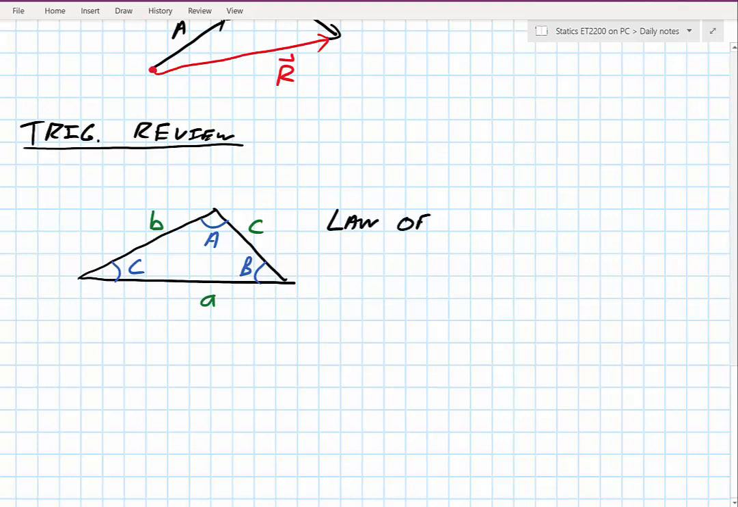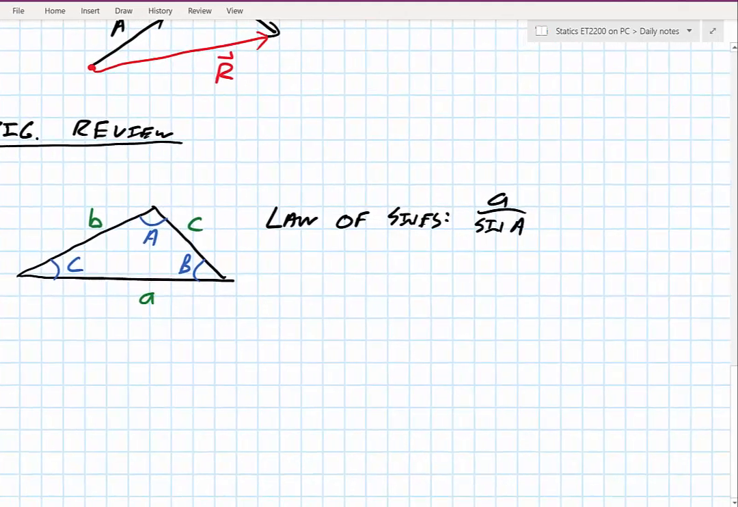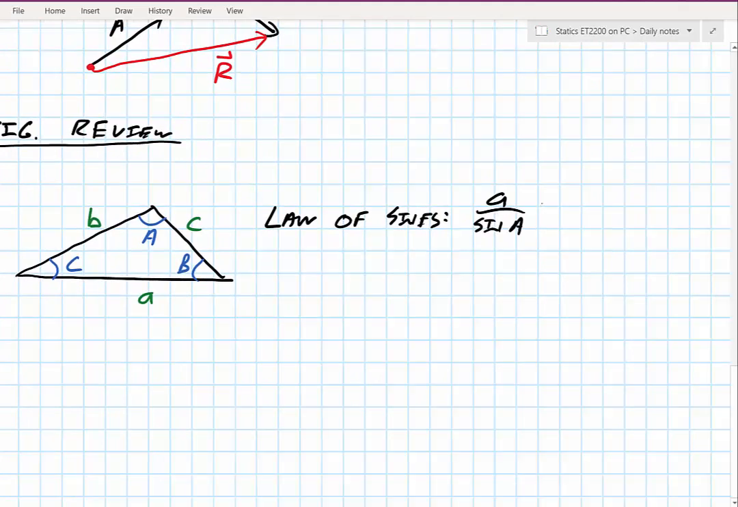I need to remember. One is the law of sines, arguably the easier one, which says the length of any side divided by the sine of the angle across from that side is equal to the length of another side divided by the sine of the angle opposite that side, which is equal to the third side over the sine of its opposite angle.